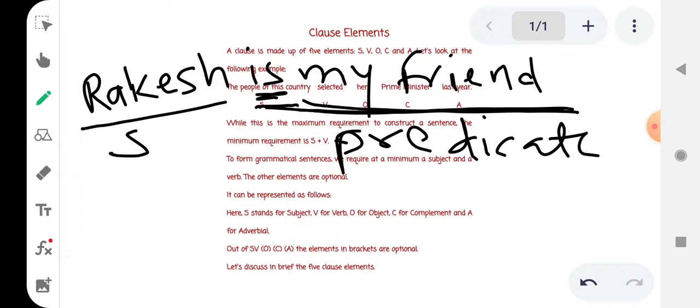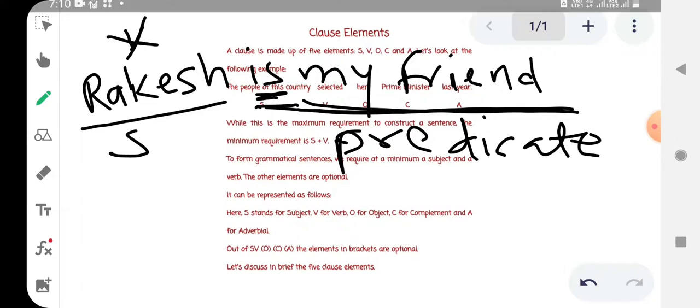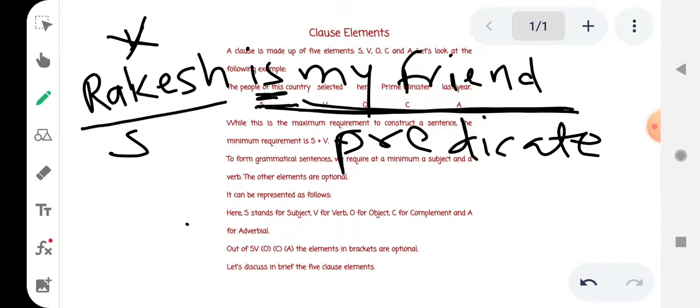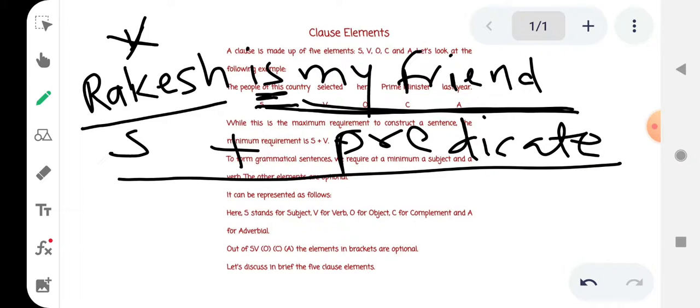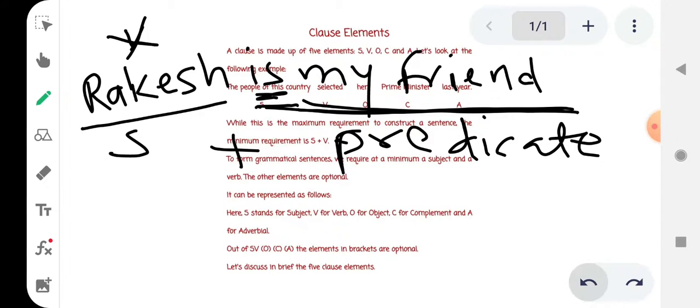I am repeating this again and again because many students find it difficult to understand what a predicate is. Predicate means everything including the verb except the subject. Subject is considered separately every time. This is a simple structure. Subject plus predicate, this simple structure, in other words, is called a clause.